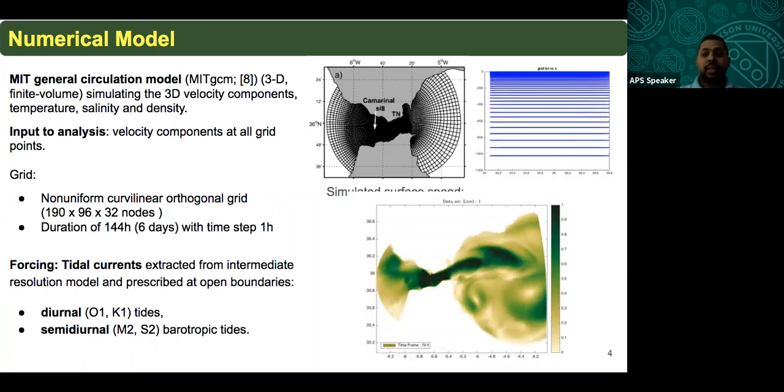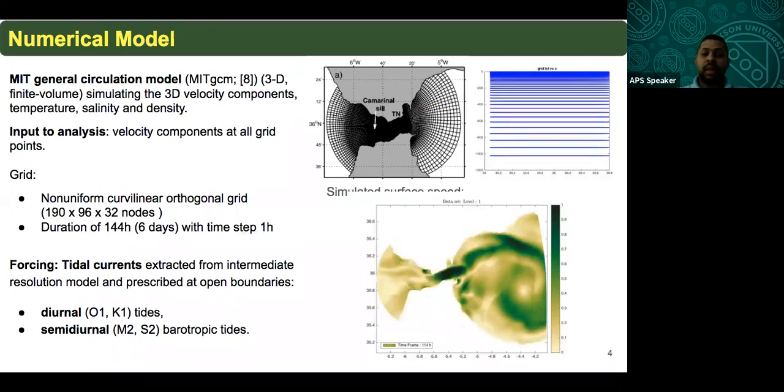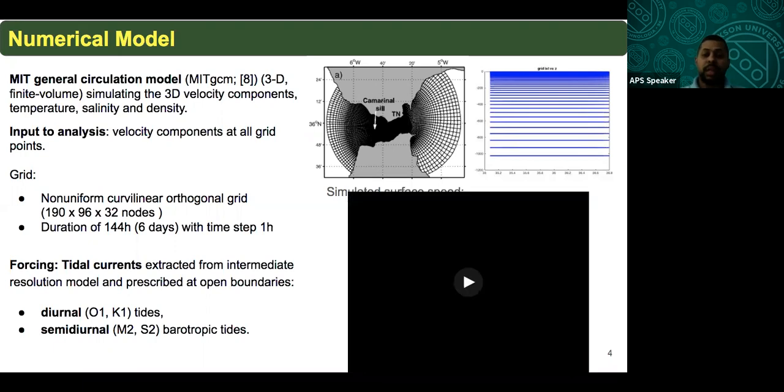The grid is shown like this. The grid is selected at these two depth levels. We have 32 depth levels, and at the surface, we have a curvilinear orthogonal grid with 190 times 96 grid points. We selected 6 days of data, or 144 hours of data, to feed into the DMD algorithm.